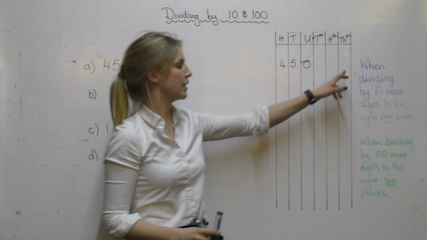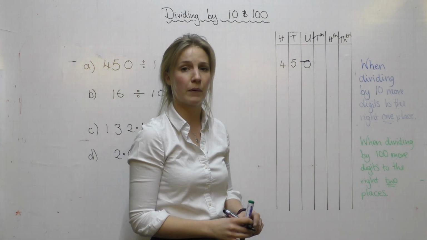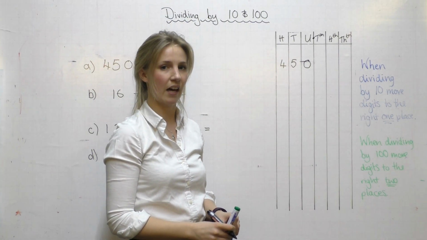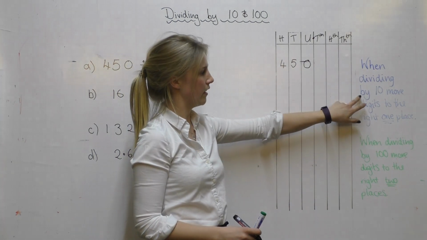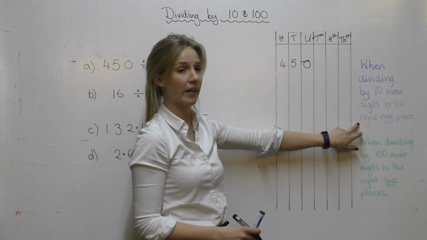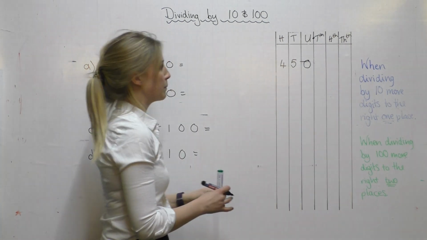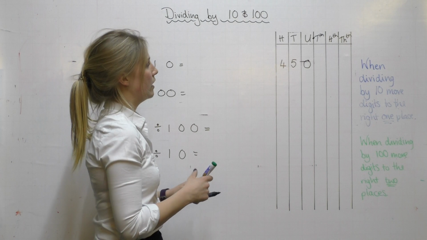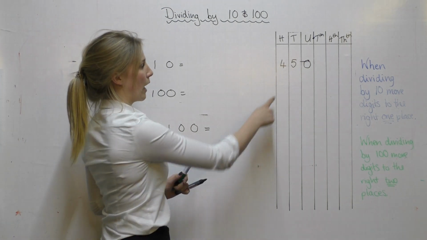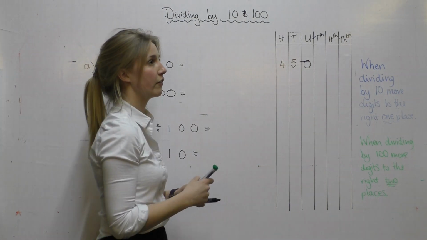Now here I've written down two important notes to remember when dividing by 10 and 100. The first one, when dividing by 10, move the digits to the right one place. That's because by moving them to the right, we are making our number smaller. So I always start with the digit on the far left.